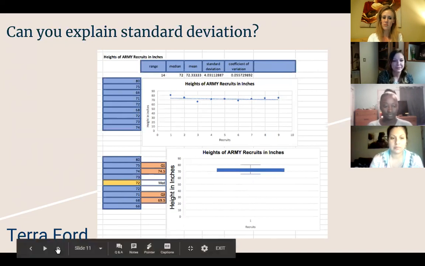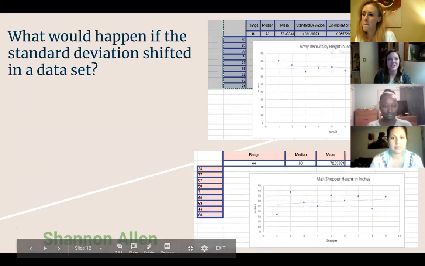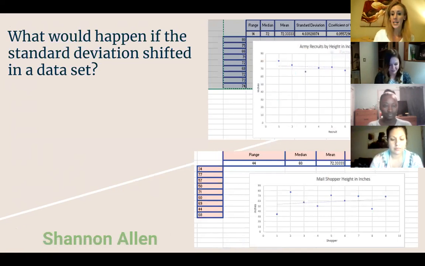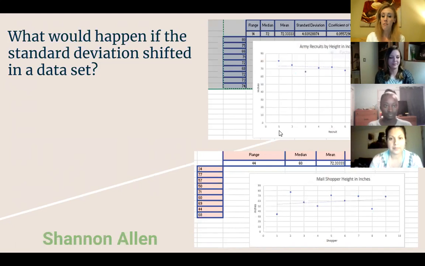Shannon, what would happen if the standard deviation shifted in a data set? Excellent question. Standard deviation is a quantity calculated to indicate the extent of deviation for a group as a whole. The mean or average would change by the same amount as the constant, but the standard deviation will remain unchanged. When there's a shift in distribution, either up or down, it doesn't affect the distance between values.